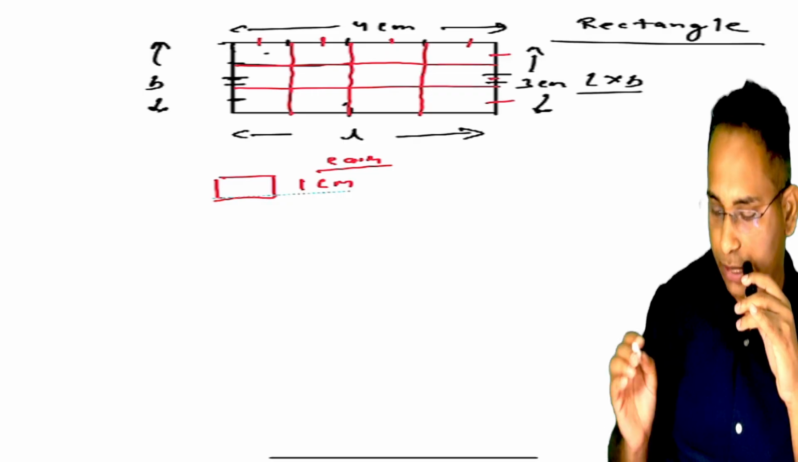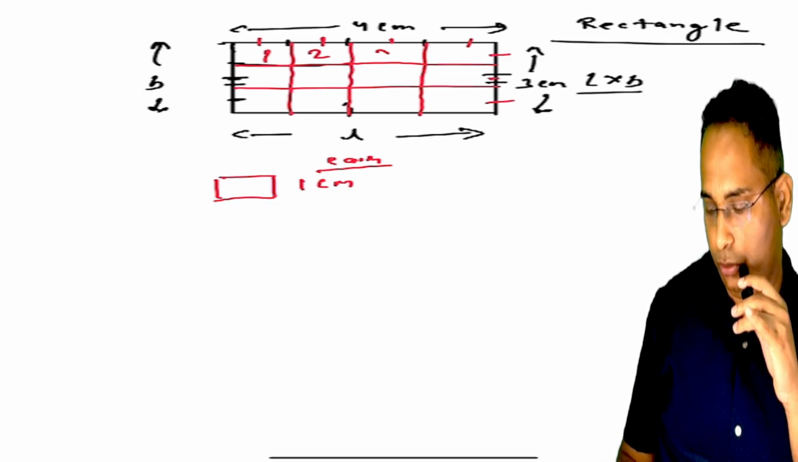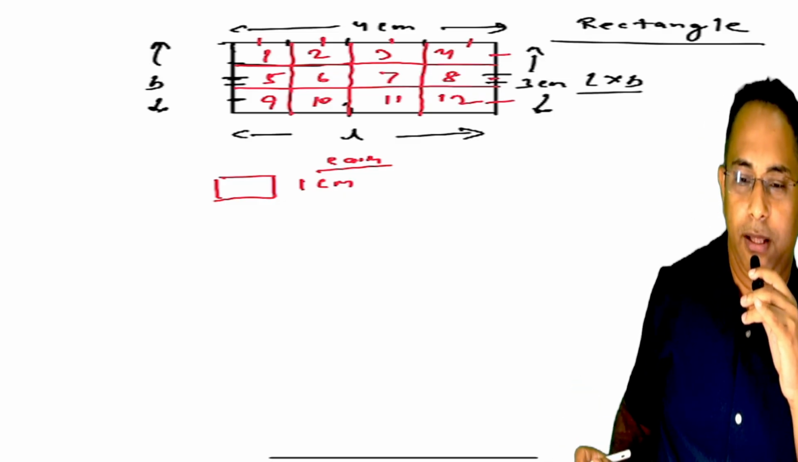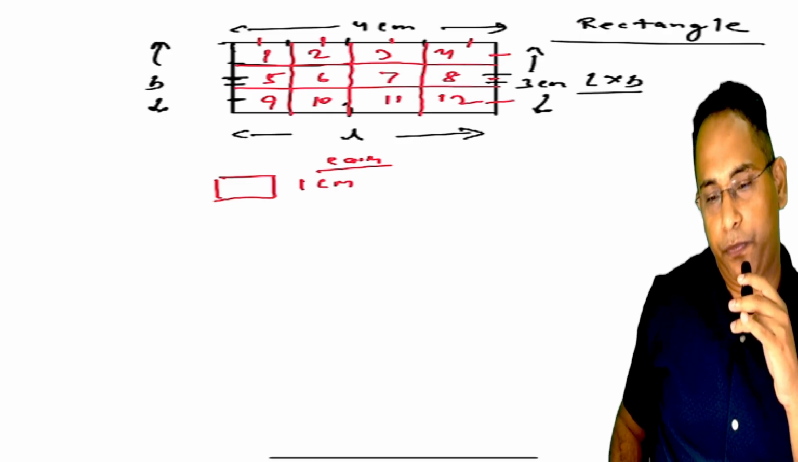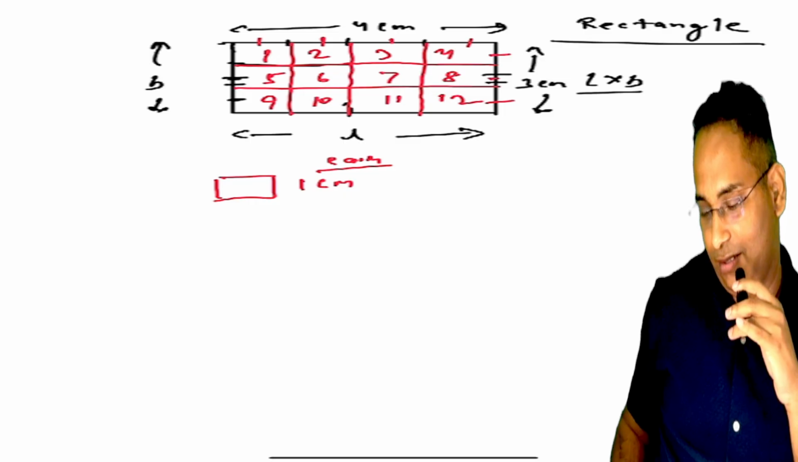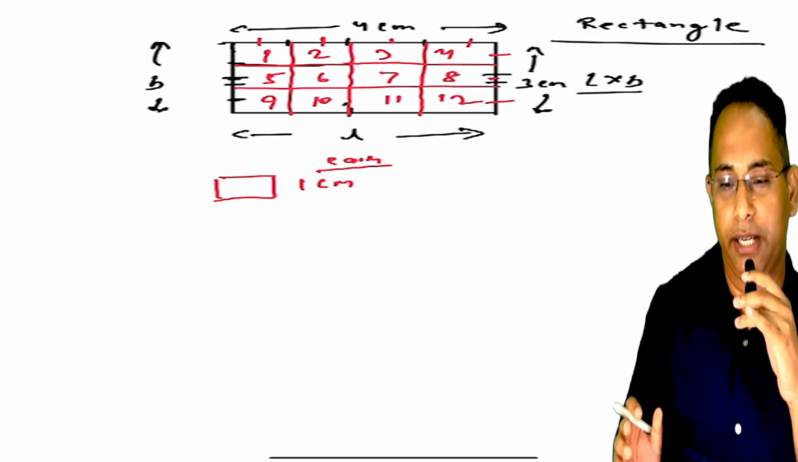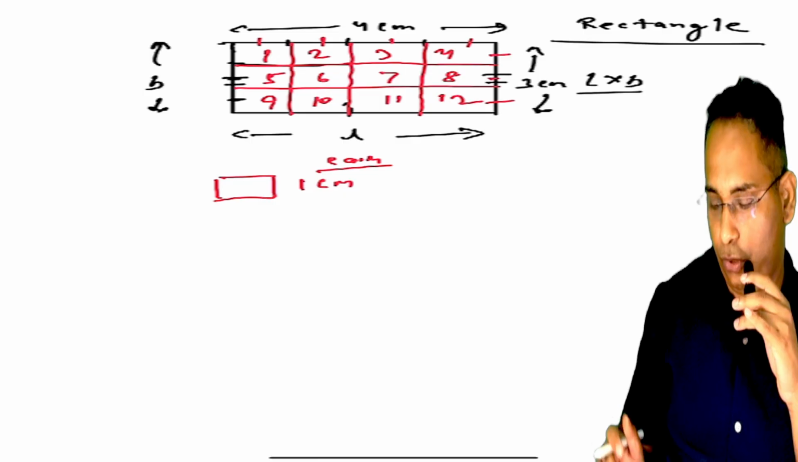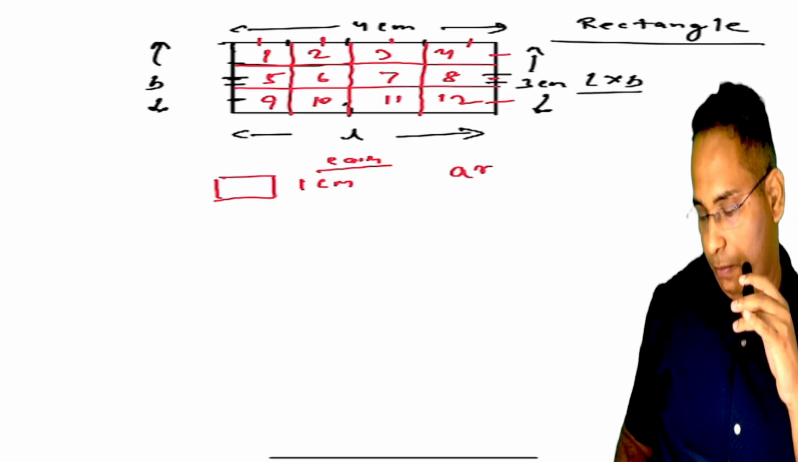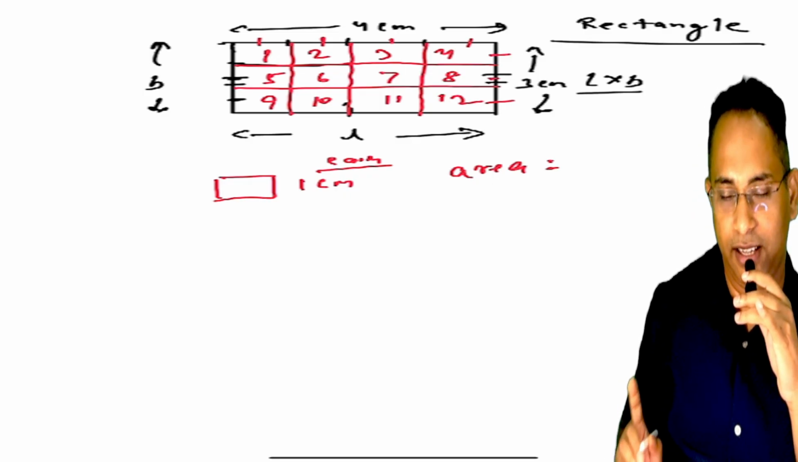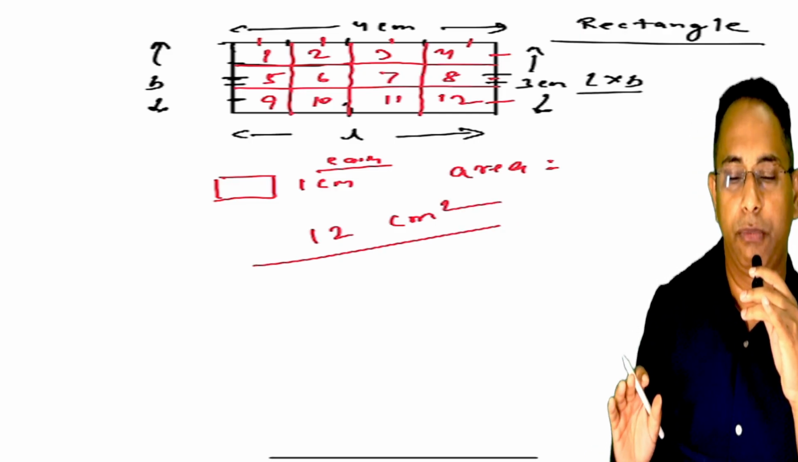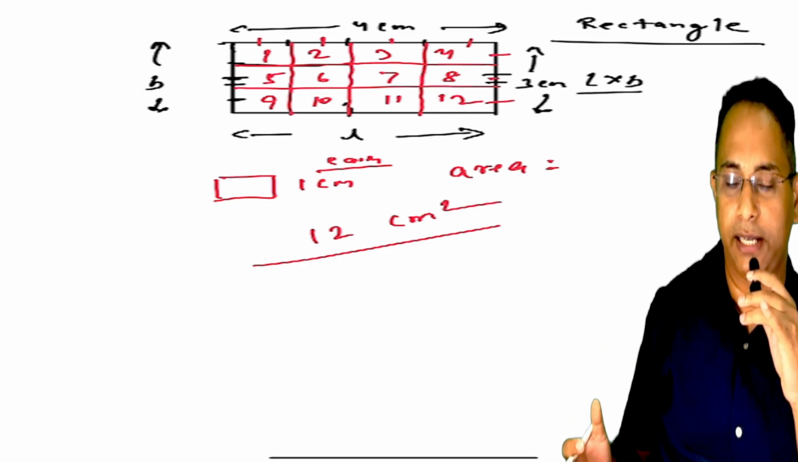Now see how many boxes we have drawn. 1, 2, 3, 4, 5, 6, 7, 8, 9, 10, 11, 12. Now you can see that this rectangle was divided into 1 by 1 centimeter, 12 equal parts. So now we can say the area of this rectangle is 12 centimeter square, because 12 blocks of 1 centimeter square made this rectangle.